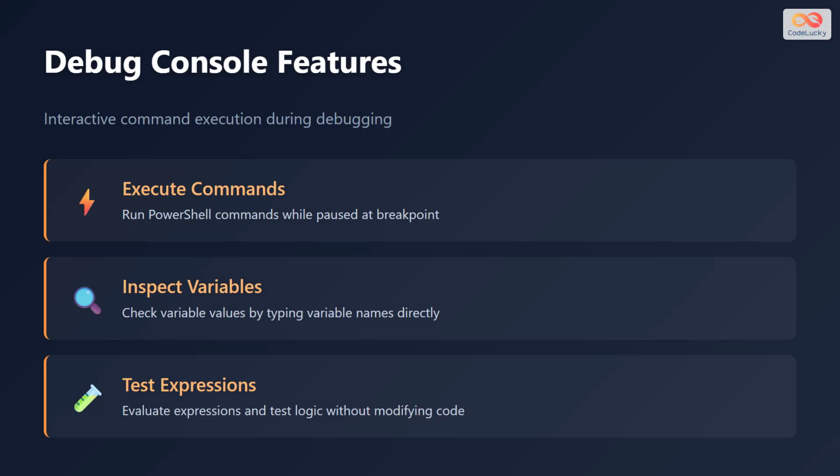The Debug Console is an interactive tool that provides 3 powerful capabilities during debugging. First, you can execute PowerShell commands while your script is paused at a breakpoint, allowing you to test code snippets on the fly. Second, you can inspect variable values simply by typing the variable name and pressing Enter, which displays its current value immediately. Third, you can test expressions and logic without modifying your actual script code, making it perfect for experimenting with different solutions. The Debug Console essentially gives you a live PowerShell environment that operates in the context of your paused script, making it an invaluable tool for investigation and testing.